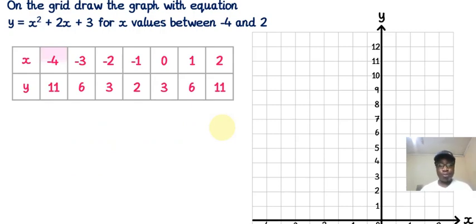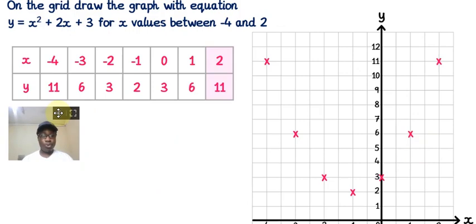The next thing is to plot these carefully on your graph. So for minus 4 and 11, that's your first point. Then for minus 3 and what? And 6. Then minus 2 and 3. Minus 1 and 2, 0 and 3, 1 and 6, and then the last one is 2 and 11. The next thing is to join those points.